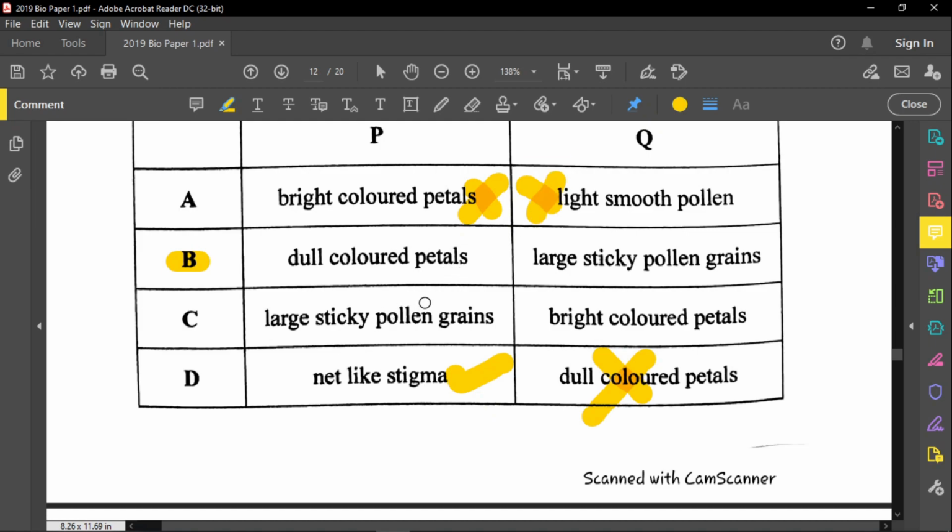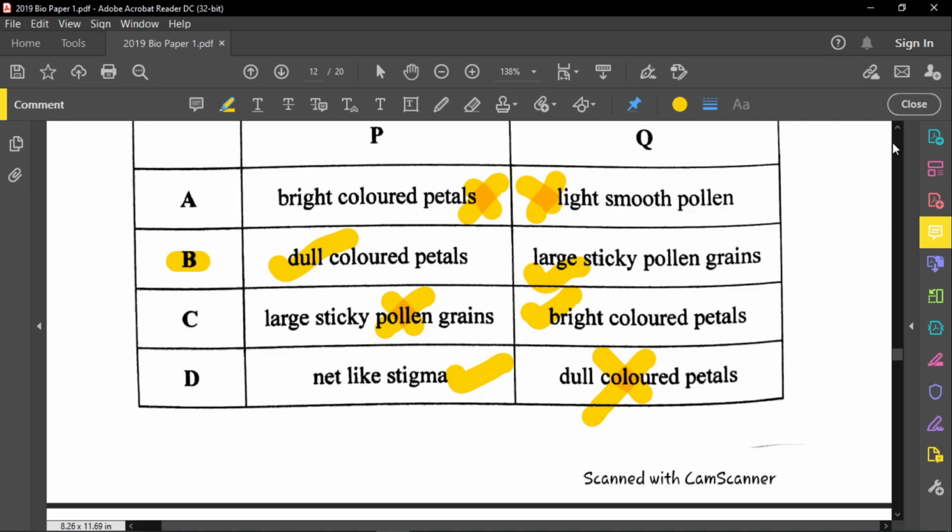Let's see, large sticky, no, because that is by wind. That's not correct. This is also correct right here, brightly colored. So Q could be brightly colored and also large sticky. All right, and this will be dull. So those would be the correct and the incorrect options for both flowers.